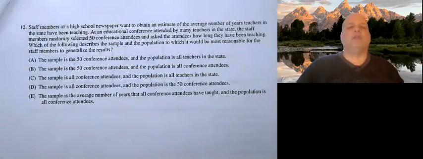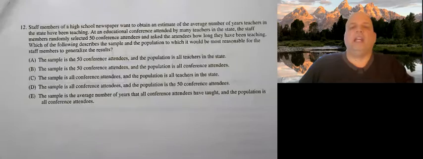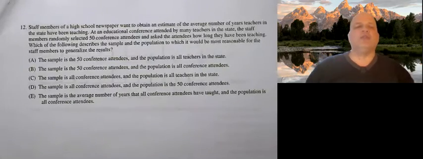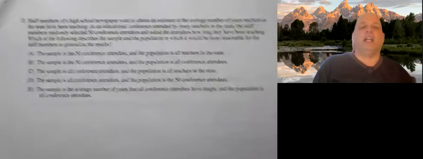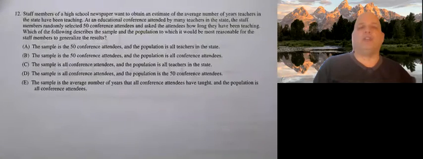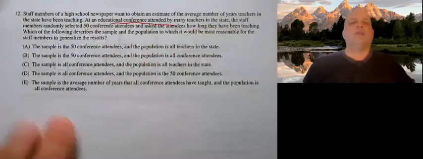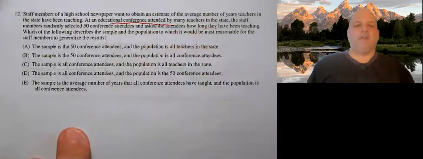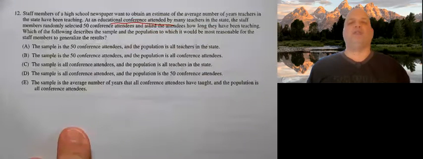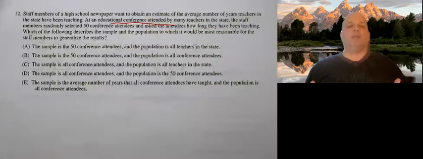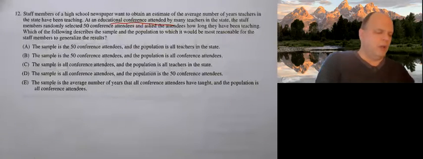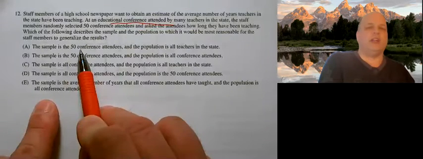Number 12. Staff members of a high school newspaper wanted to obtain an estimate of the average number of years teachers in the state have been teaching at an educational conference attended by many teachers in the state. So they went to an educational conference. The staff members randomly selected 50 conference attendees and asked the attendees how long they had been teaching. Which of the following describes the sample and the population to which it is most reasonable for the staff members to generalize the result? The sample is the 50 conference attendees.